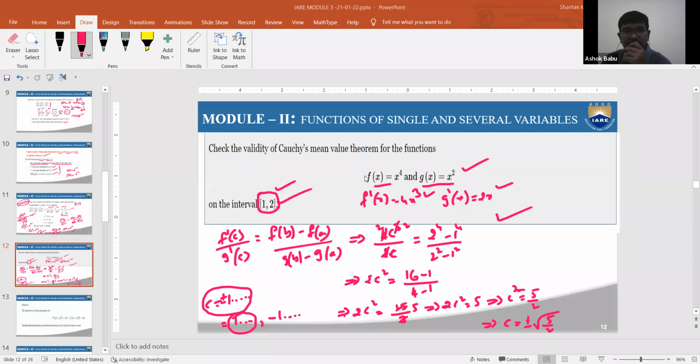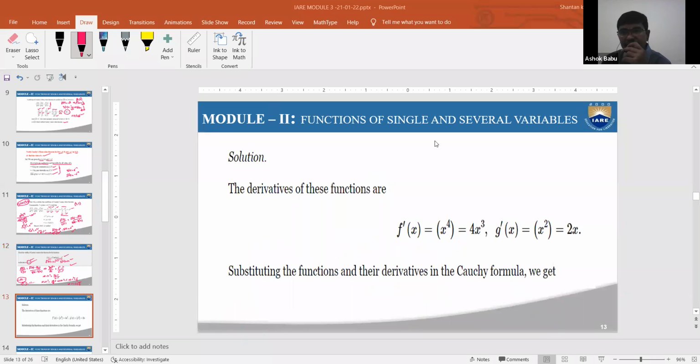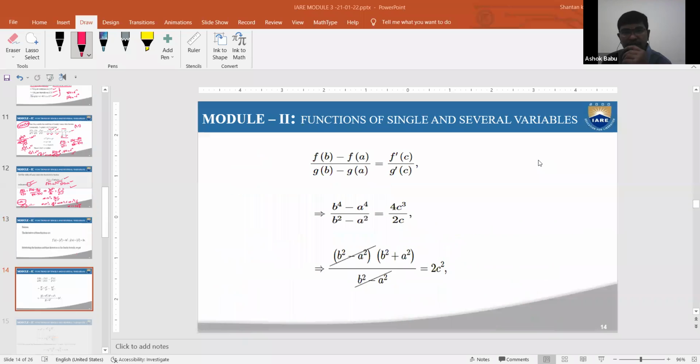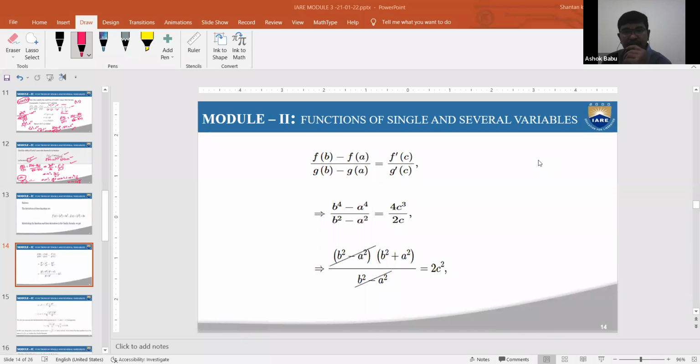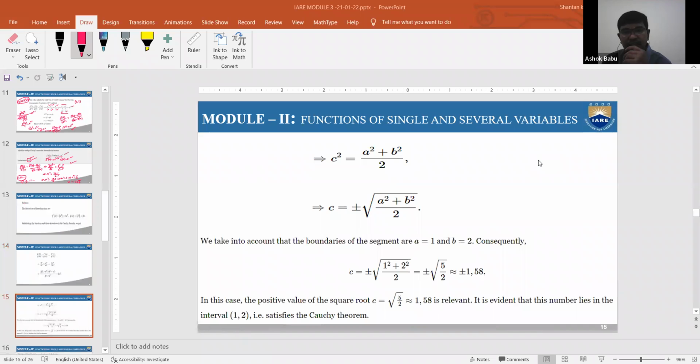Okay. See, here I think I clearly gave the proof part also. The derivatives of these functions are used in Cauchy's mean value theorem, and clearly I did that. Finally, whatever solution you obtain, it is 1.58. Clearly that is a positive value, which is required to be satisfied. Therefore, Cauchy's mean value theorem is verified.